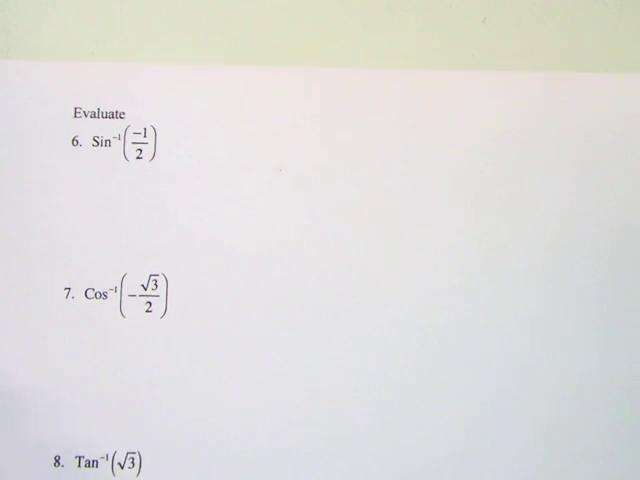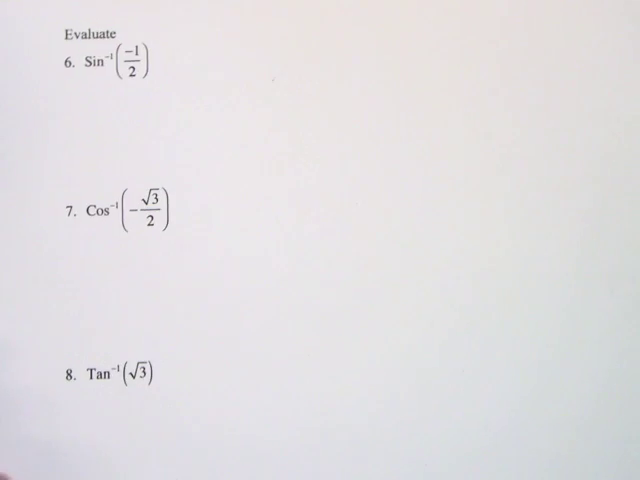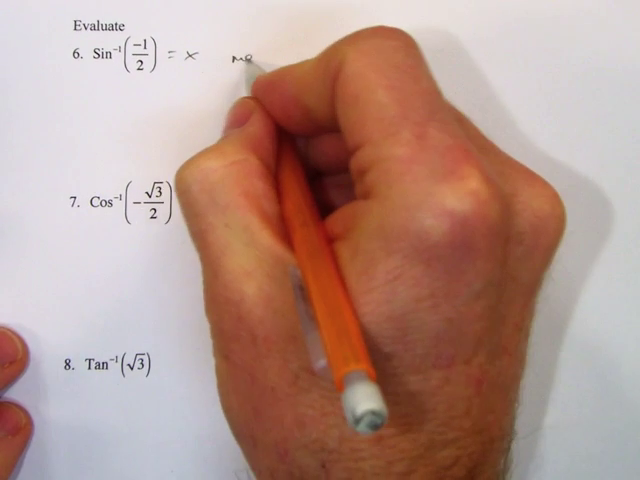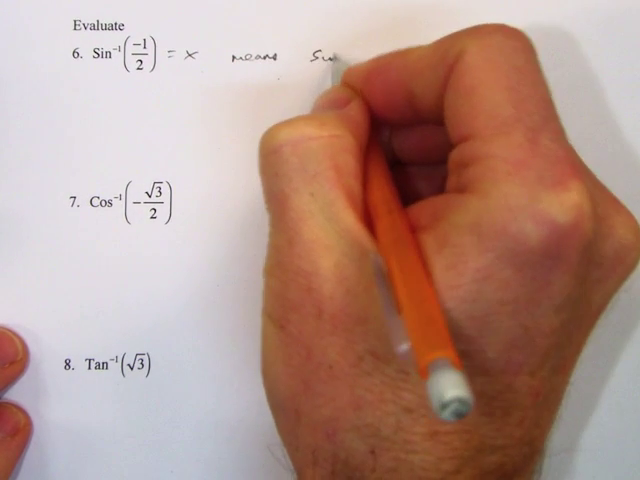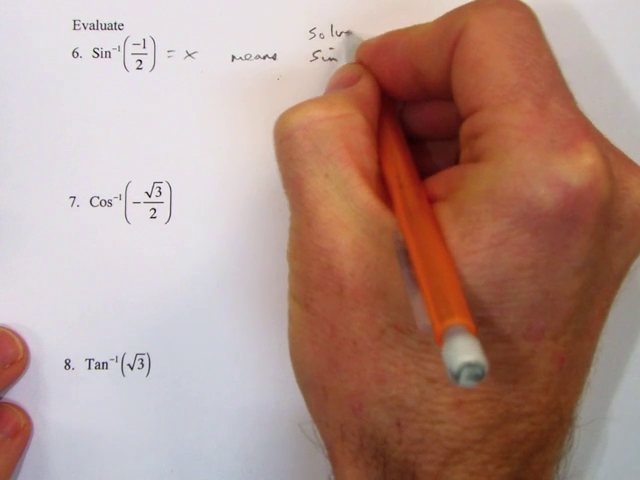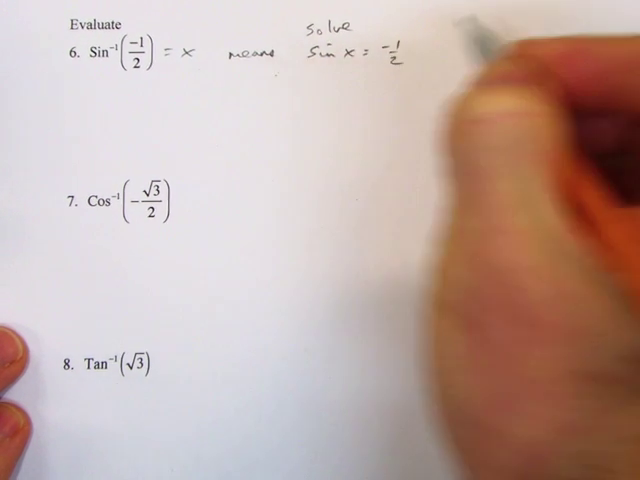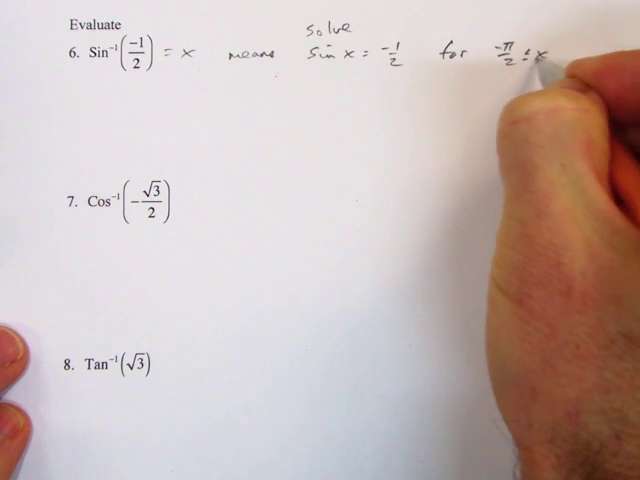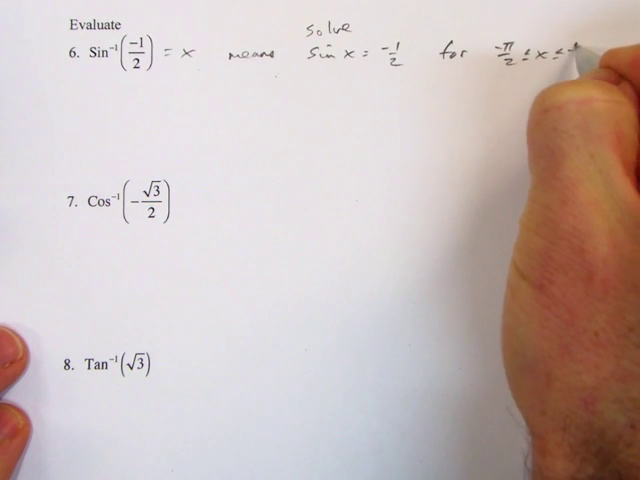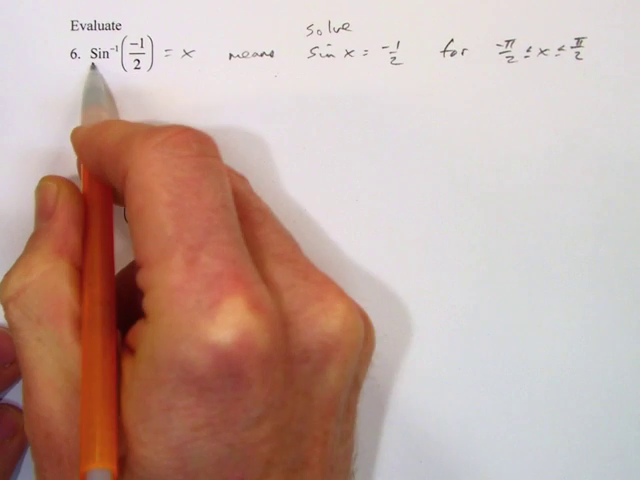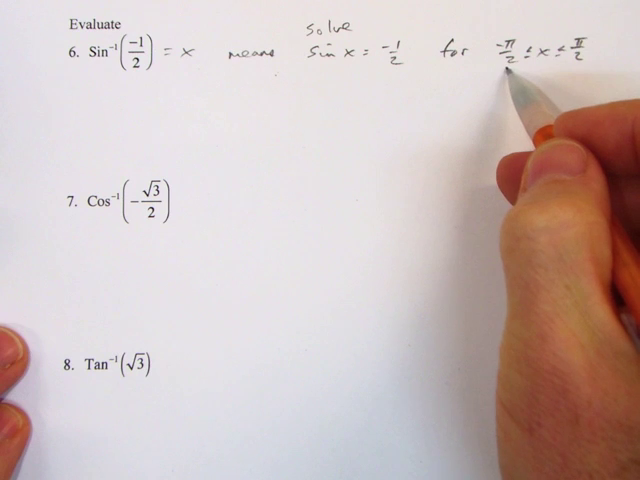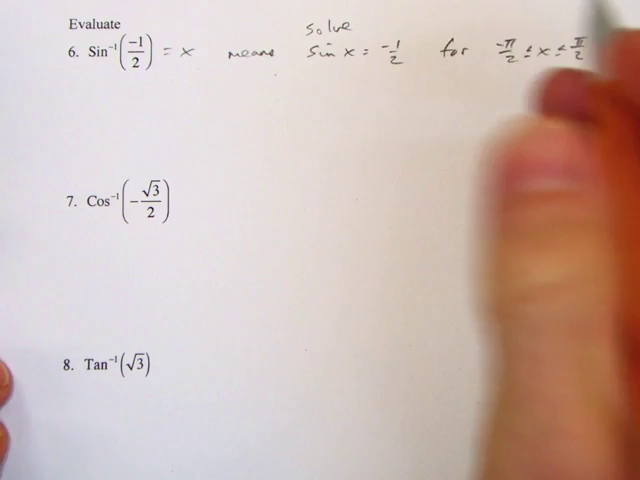So we're going to evaluate this inverse sine of negative 1/2. We're going to set it equal to x. And then this means solve sine x equals negative 1/2 for x restricted to negative pi over 2 to pi over 2. Why are we doing this? Because this is the function, and so these values have to be in between negative pi over 2 and pi over 2.